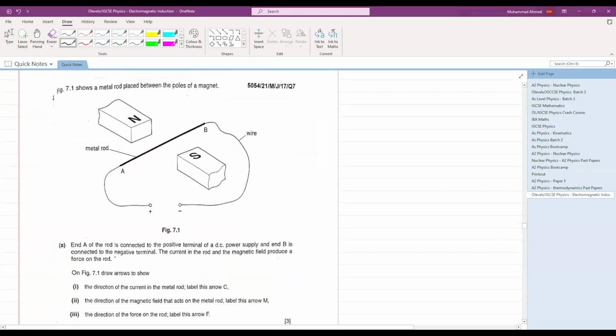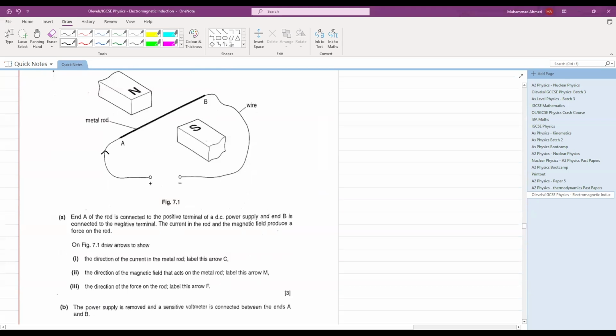Figure 7.1 shows a metal rod placed between the poles of a magnet. Okay, this is a metal rod placed between the poles of a magnet. This is a positive terminal, negative terminal. Current always flows from positive to negative. Okay. End A of a rod is connected to the positive terminal of a DC power supply, and end B is connected to the negative terminal. Yeah, that's visible. The current in the rod and the magnetic field produce a force on the coil. Okay. On figure 7.1, draw an arrow to show the direction of the current in the metal rod. You have to show the direction of the current and label it C. So the direction of current is this.